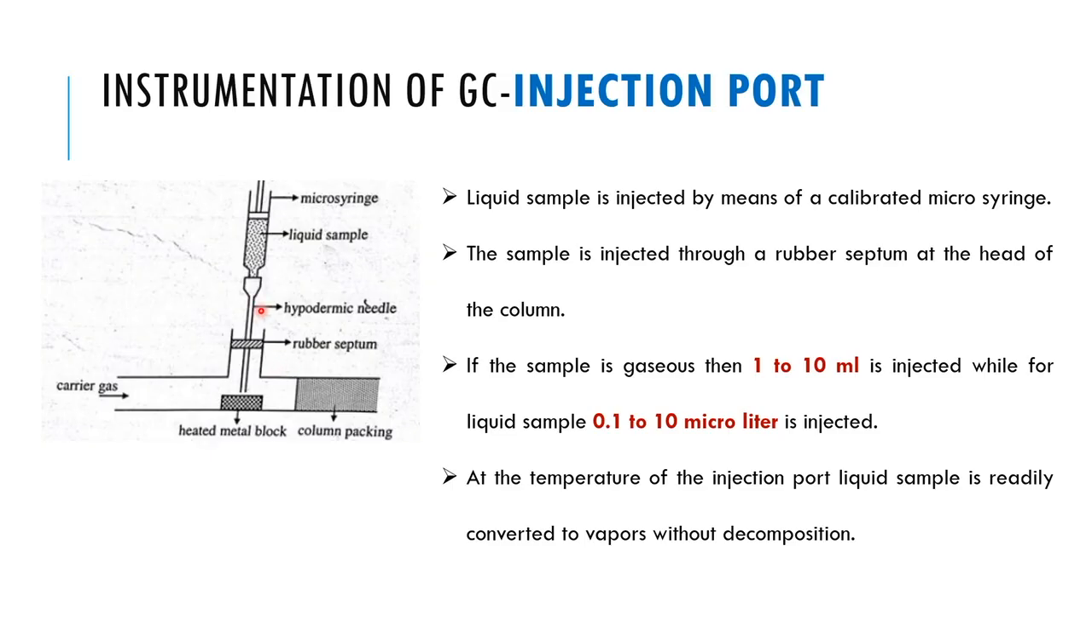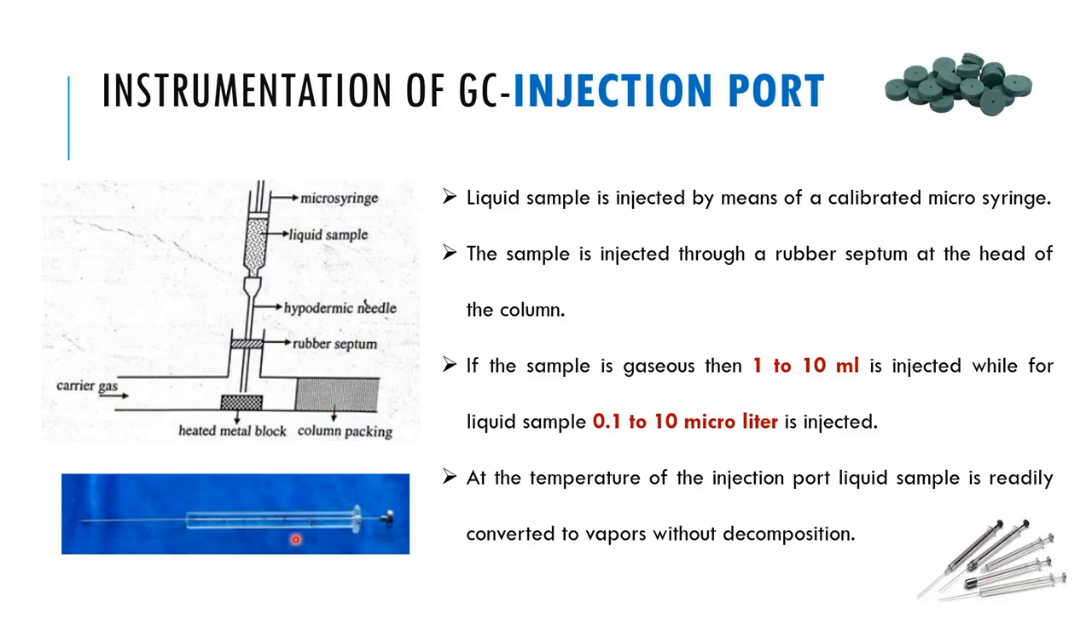If it is a liquid, 0.1 to 10 microliters is enough. If it is a gas, you need to inject a little higher volume, about 1 to 10 ml, into the column. Why do we have a heater here? Because all the liquid samples can be converted into vapors without undergoing any further decomposition. You can see the syringes: this is a liquid syringe, this is a gas tight syringe, and this is the rubber septa. You have to change the rubber septa frequently.